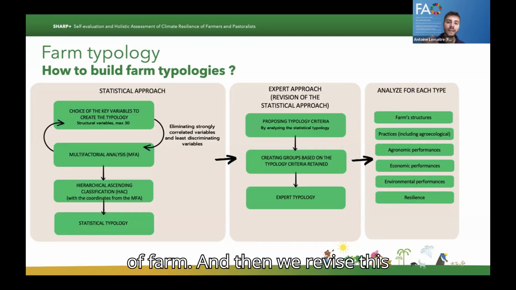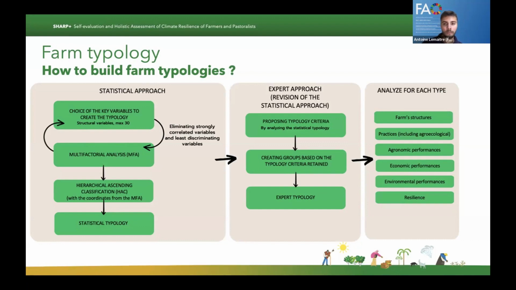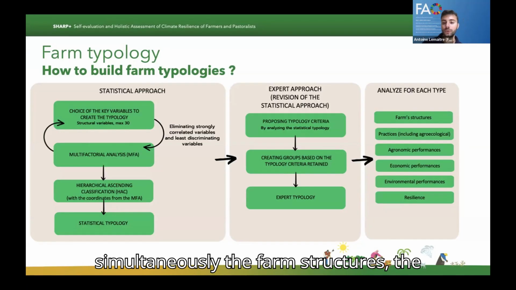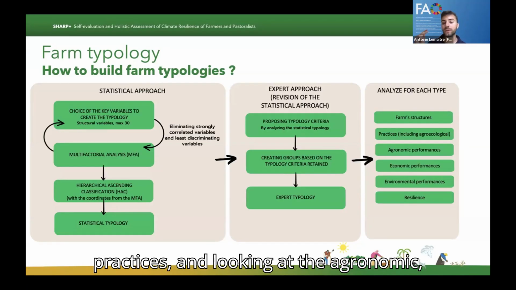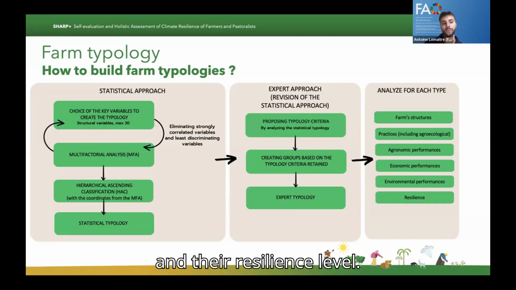And then we revise this typology by creating criteria that are more useful and comprehensive to use on the field. And then we can analyze for each type simultaneously the farm structures, the practices, and looking at the agronomic, economic, and environmental performances and their resilience level.